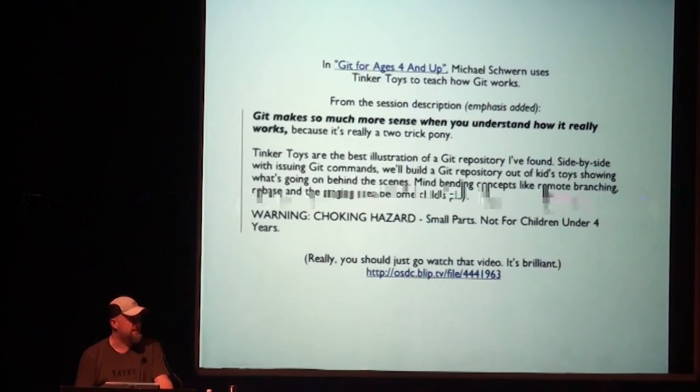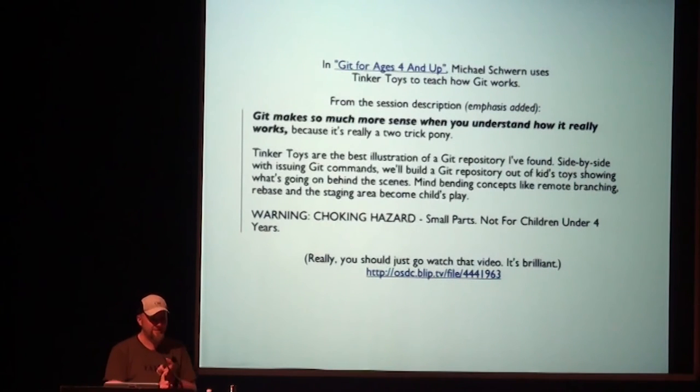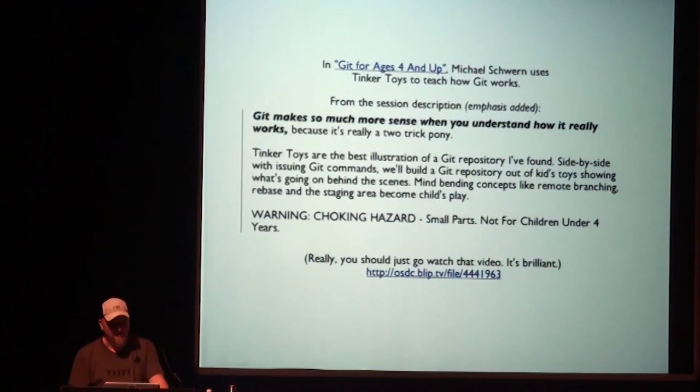I think it was today, possibly just an hour or two ago, Michael Schwern gave this great talk at OSCON called Git for Ages 4 and Up, which is a great talk. You should go and watch it if you're at all shaky with Git. I included this partly because it's a great link and it's worth watching the video, period. And partly because it's another example of this: Git makes so much more sense when you understand X. Go check it out. He uses Tinker Toys to describe the state of the repository as he goes.